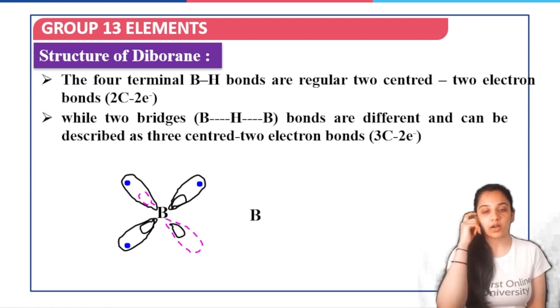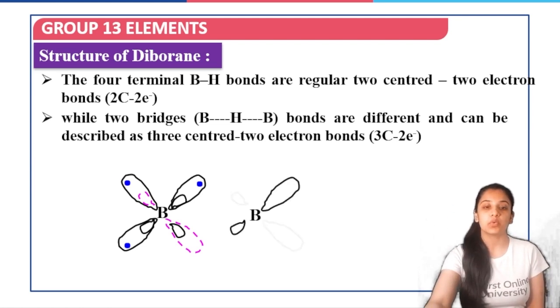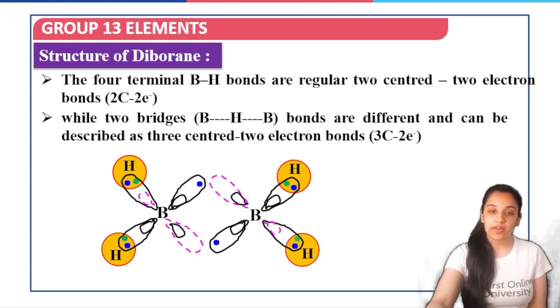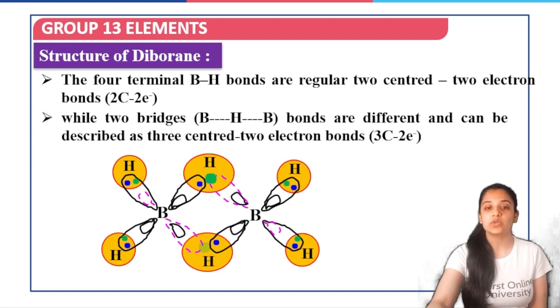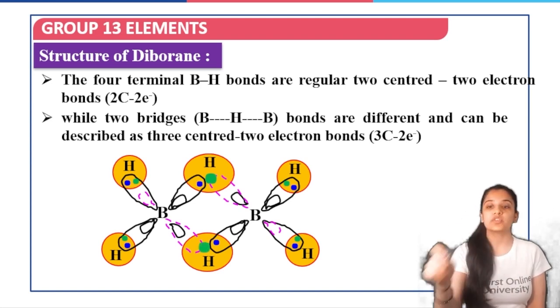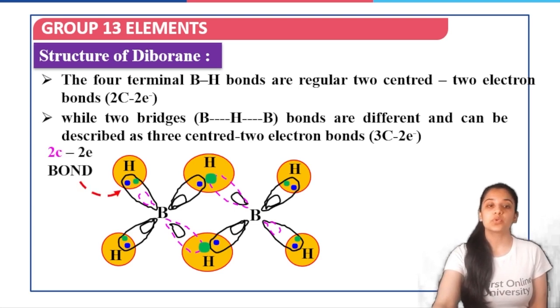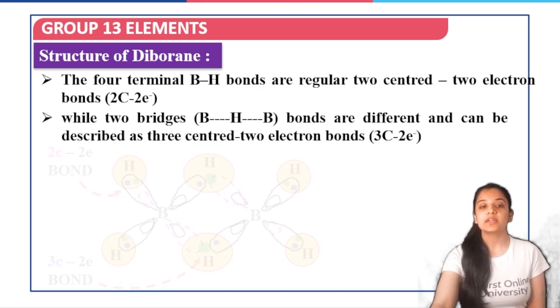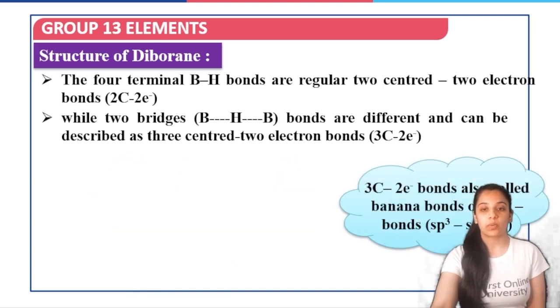Boron has three orbitals available with one electron each, and the other boron will also have three electrons, and now they are going to form bonds with four terminal hydrogens. If we look carefully, the middle two hydrogens are actually donating only. So overall, there are going to be just two electrons present over three atoms. So two-center two-electron bonds for the terminal boron-hydrogen bonds and three-center two-electron bonds for the bridging ones. These three-center two-electron bonds are also known as the tau bonds or the banana bonds.